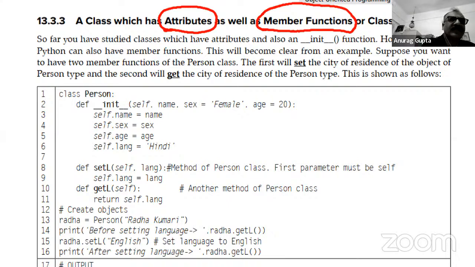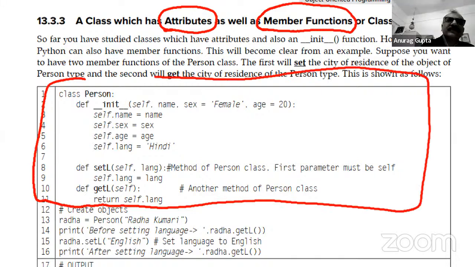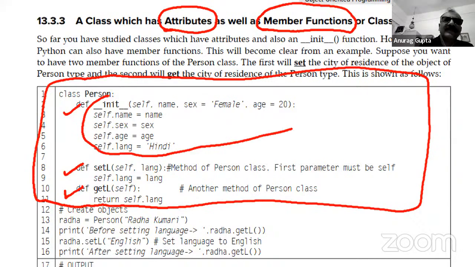Here, there's a class from here to here. This is the entire class definition. So what does this class have? This has got three methods. Method number 1, method number 2, and method number 3. So method number 1 is your well-known init method, no problem. I've already explained this. So it has got three variables: name, sex, and age.